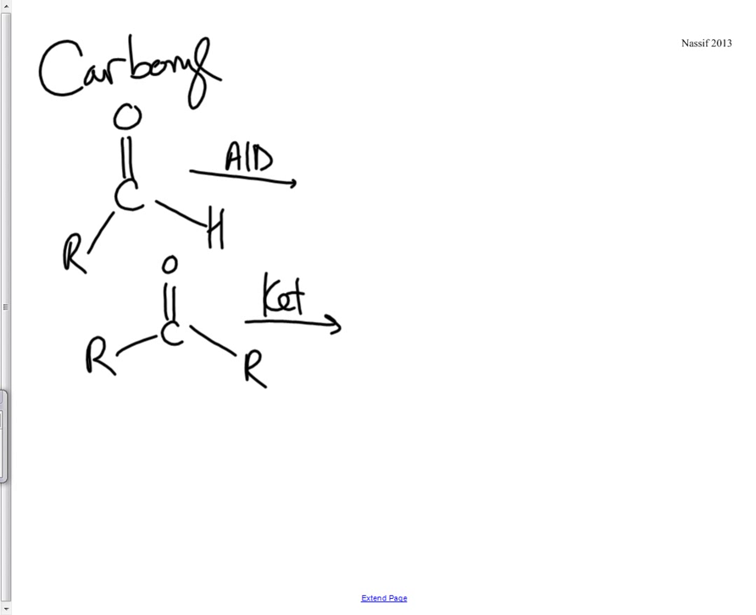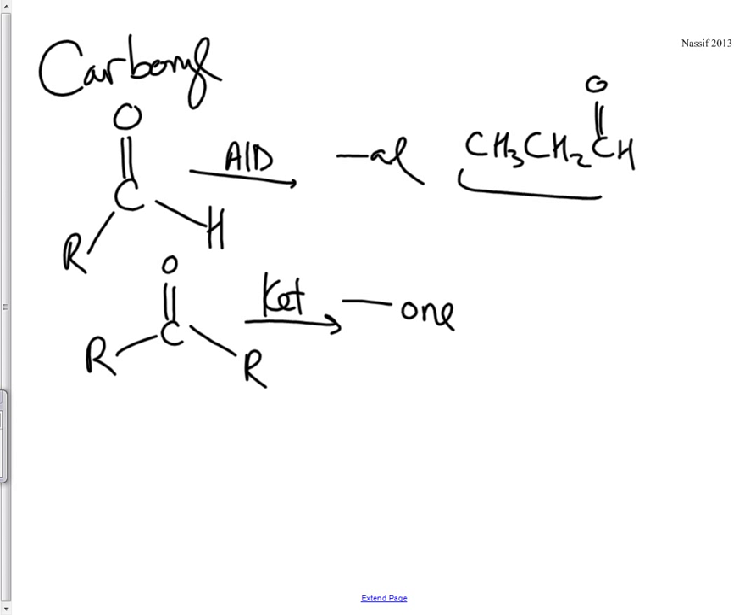Aldehydes have the ending of -al. Ketones have the ending of -one. So, if we had a compound that looked like this, CH3, CH2, C, double bond O, and then H, this would be 3 carbons plus an aldehyde, giving us the name of propanal.